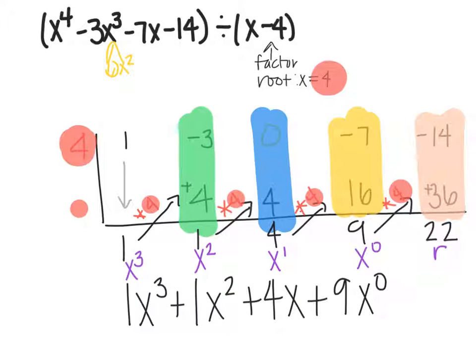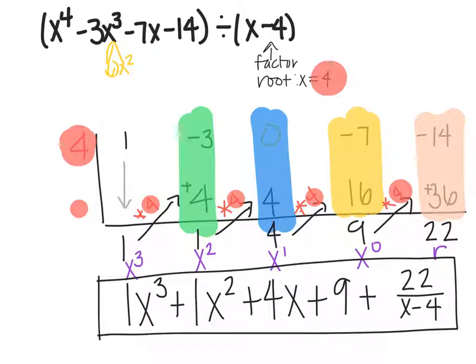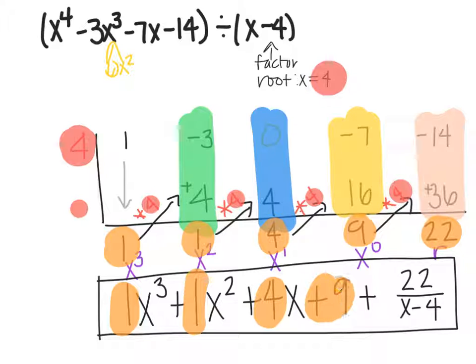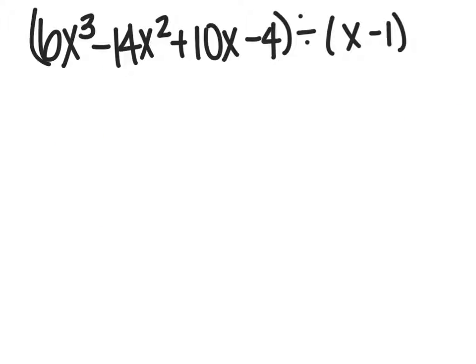Now I don't have to write this x to the 0 here, so just to make sure that we're on the same page, I'm going to go ahead and erase that. But I wanted to make sure that you had in fact seen it. So it's just 9, and then plus my remainder, which is 22 over x minus 4, because that's what I was dividing by. So this right here would be my final answer. Just as a reminder, where all these numbers come from, my 1, 1, 4, 9, 22, all of those numbers become my coefficients here.